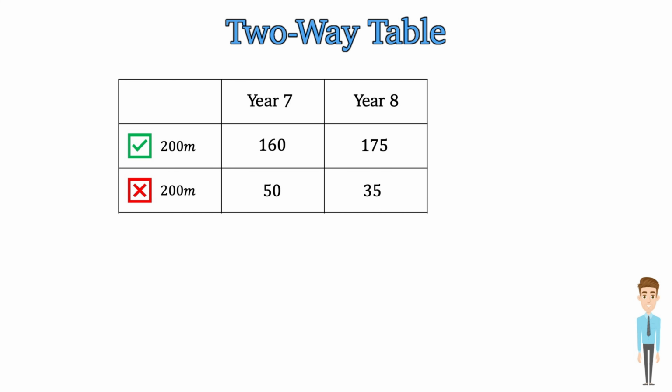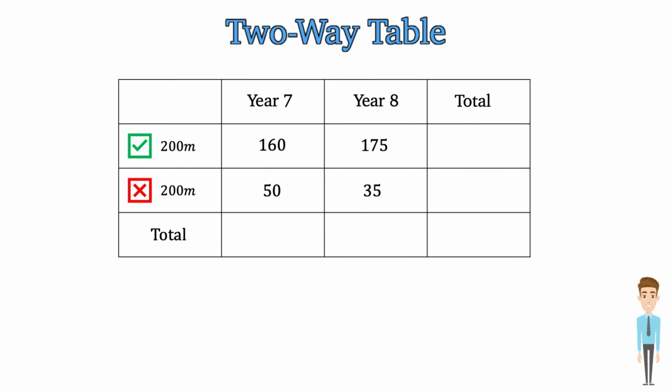If the following data was recorded on the number of Year 7 and Year 8 students on if they could swim 200 meters or not, firstly, it is very useful to add an extra row and column for the totals of each category. You can find the total number of Year 7 students by adding 160 and 50 equaling 210 students. Continuing, you can find the total number of Year 8 students by adding 175 plus 35 equaling 210.